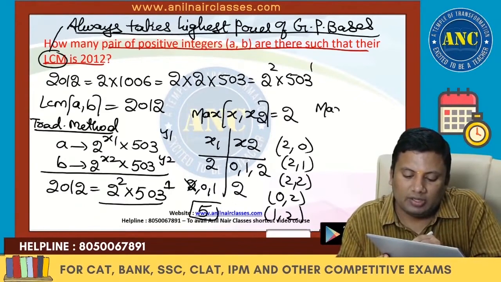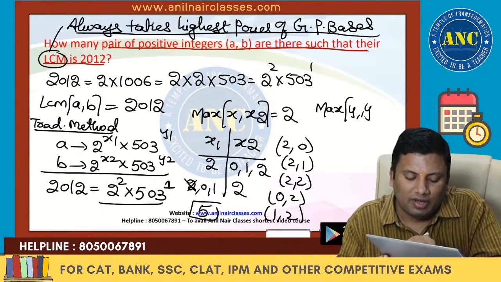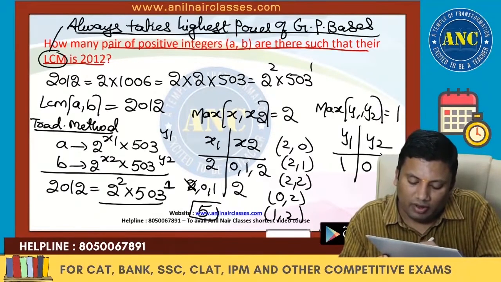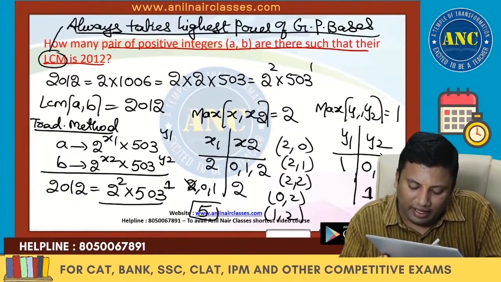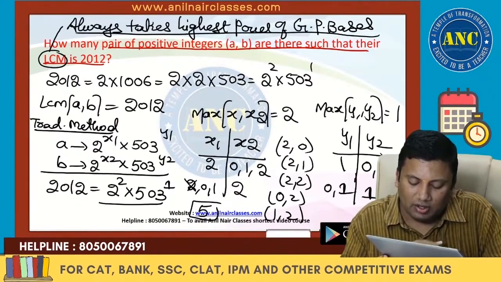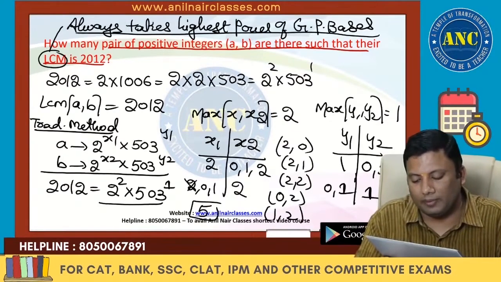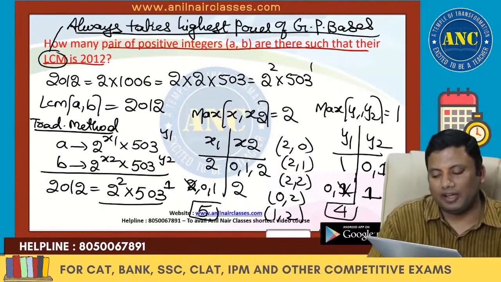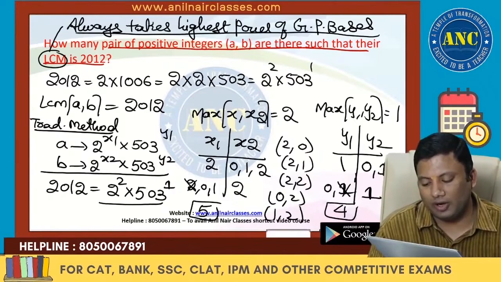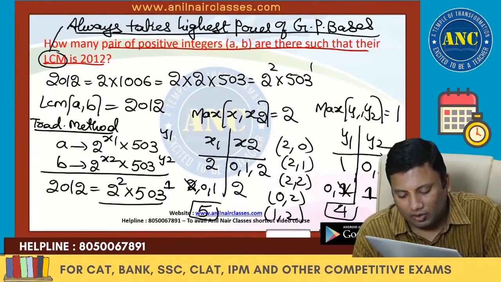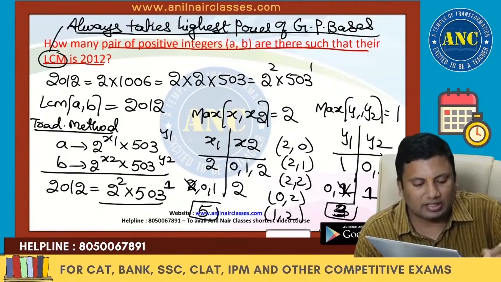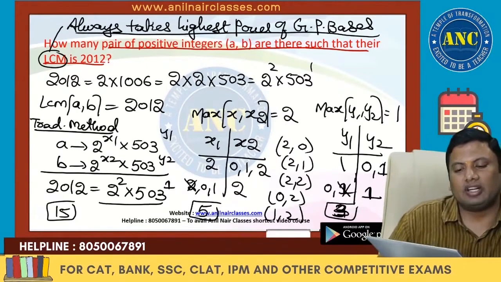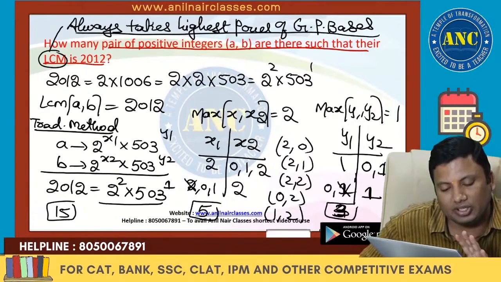Similarly, maximum of y1 and y2 is 1. So if y1 is 1, y2 is 0 and 1. If y2 is 1, y1 is 0 and 1. So 1 comma 1 is eliminated as a duplicate. The cases are 1 comma 0, 1 comma 1 and 0 comma 1. That is 3 cases. 5 into 3 is a total of 15 cases. This is the traditional method from the definition of LCM.